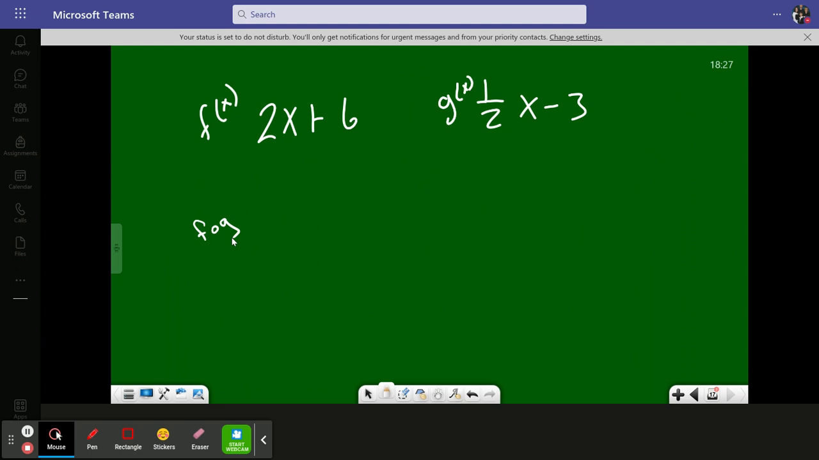F of g. What's going in the parentheses? 1/2 x minus 3. Distribute that 2. 2 times a half is x, minus 2 times 3 is minus 6, plus 6. So that takes me down to just x.